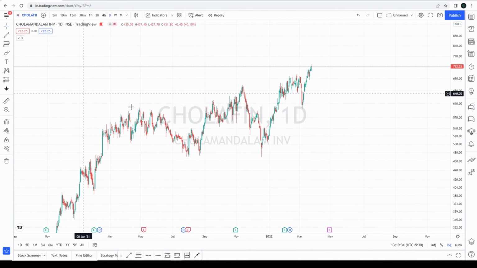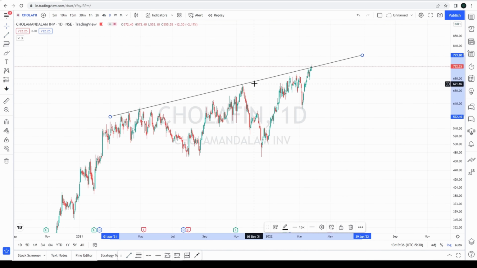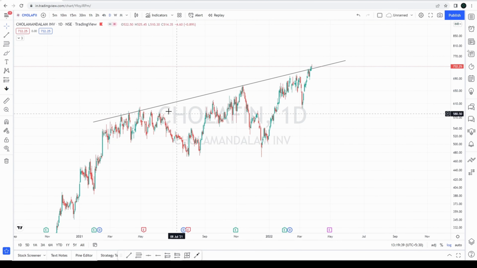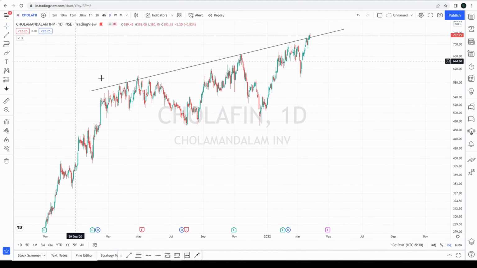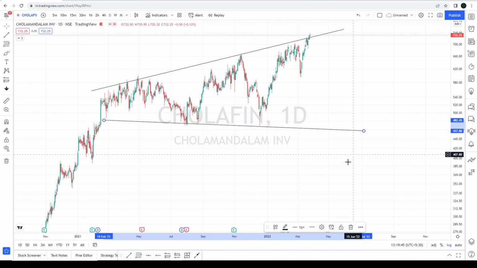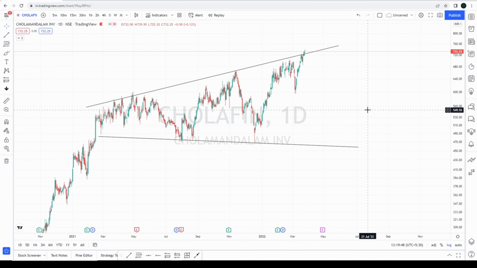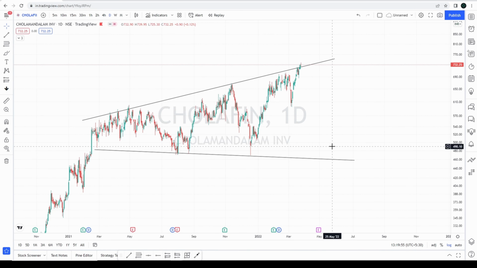What you have to do is just connect the reversals. For example, I have these three reversals, 1 2 3 at the top. At the bottom I have these reversals. Don't think that you have to draw a triangle or you have to draw a channel. You just have to connect the reversals. So for example, I have connected 1 2 3 reversals at the top, and at the bottom I have 1 2 3, almost three reversals. Consider that this is the support and this is the resistance.